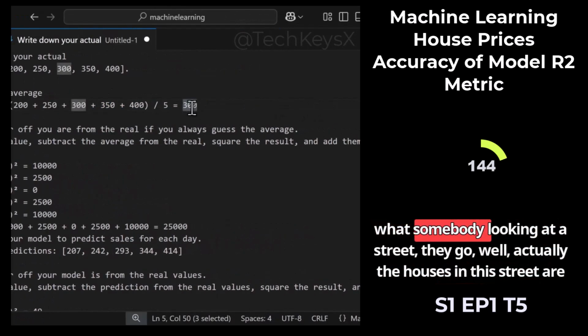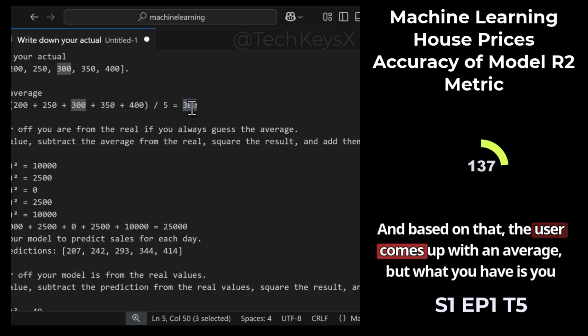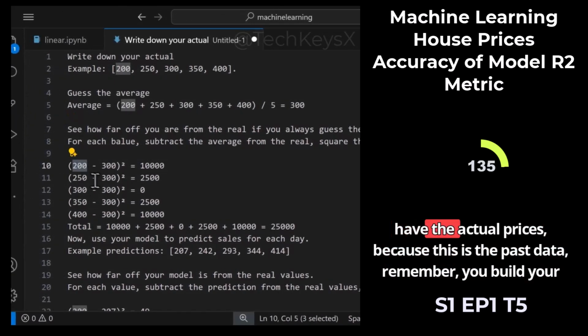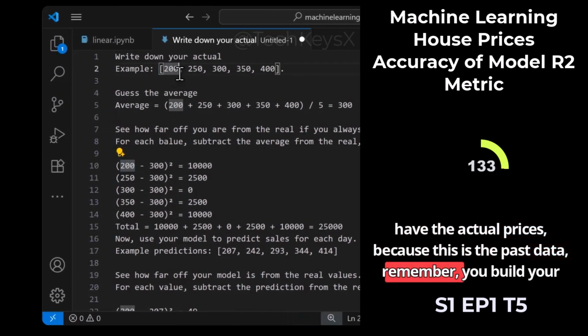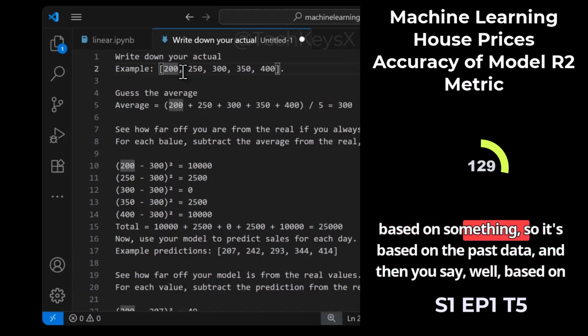Then this is what somebody looking at a street might do. They go, well, actually the houses in the street are worth 300,000. Then based on that, the user comes up with an average. But what you have is the actual prices, because this is the past data. Remember, you build your machine learning models on the past data. Nothing comes out of thin air. It has to be based on something. So it's based on the past data.